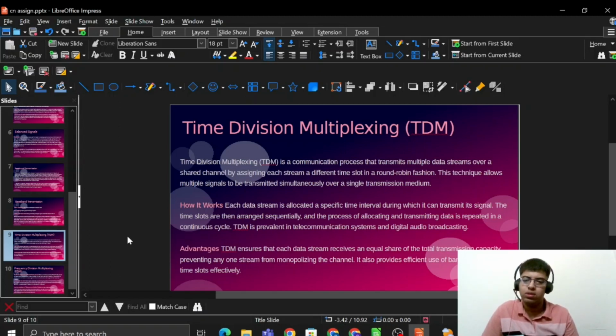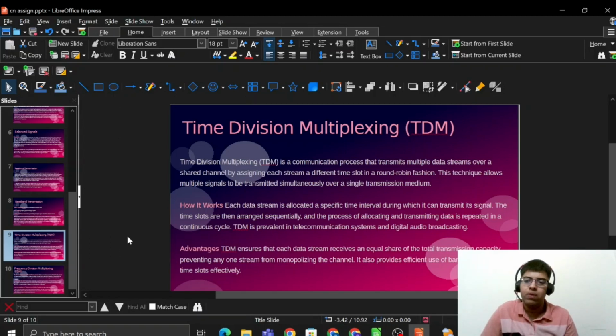How it works is that each data stream is allocated a specific time interval in which it can transmit its signal. The time slots are then arranged sequentially, and the process of allocating and transmitting data is repeated in a continuous cycle. Now, it is prevalent in telecommunication systems and digital audio broadcasting.